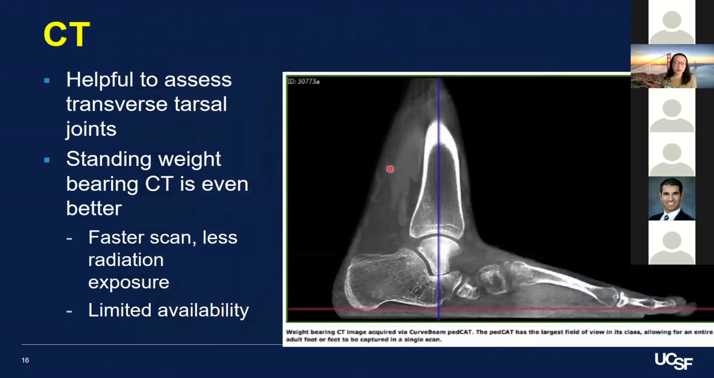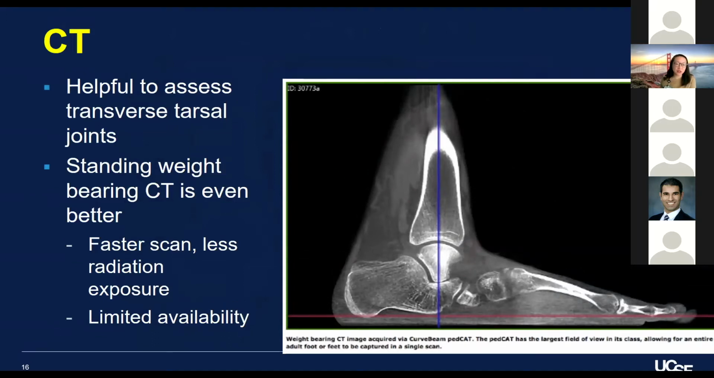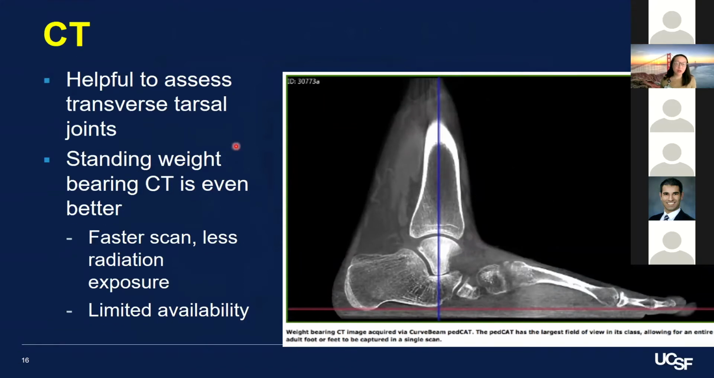I'll just touch briefly on these CT scans. CT scans are really helpful to look at the joints, particularly the Chopart joints, which are the CC and the TN joint. But more importantly, recently they've done these weight-bearing CT scans, and they're really helpful because you can see what the joints actually look like when the patient is weight-bearing.